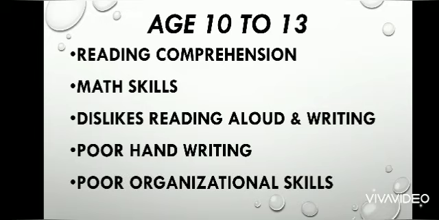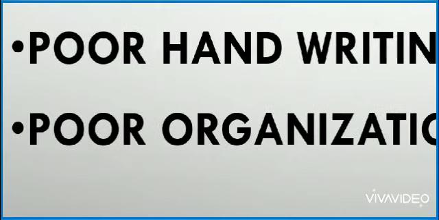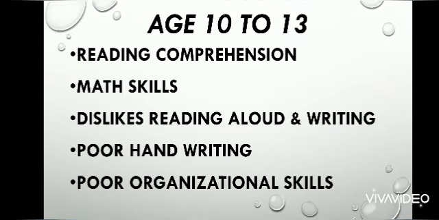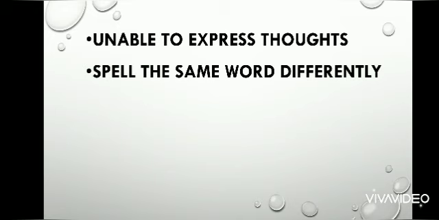Next we have here is poor organizational skills. So he will not be able to organize different kinds of tasks or different kinds of activities or different kinds of things in our routine life. So he will have a lot of problem in organizational skills. And at the end we have here he will not be able to express thoughts. Even though he has thoughts to express, he will not find the words to express that specific thought. So he will have problem with the expression of thoughts.